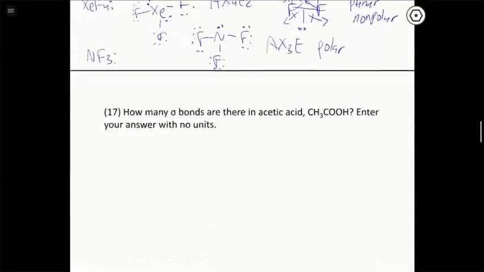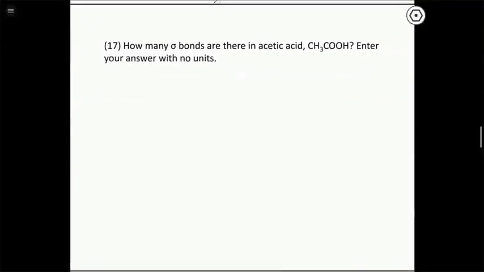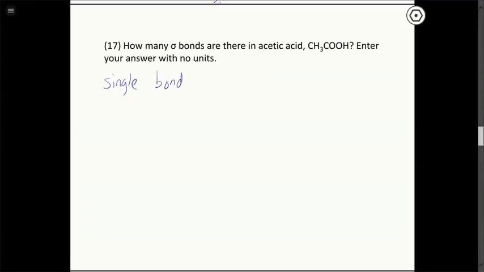All right, so the last one here that deals with Lewis structures is acetic acid, CH3COOH. So we want to figure out how many sigma bonds there are, and then enter the answer as a numerical answer. All right, so the concept here is that when we have bonds, in the valence bond theory where we're using overlap of atomic orbitals and hybrid orbitals to form bonds, we have either single bonds or multiple bonds, and those are going to have different combinations of sigma and pi.